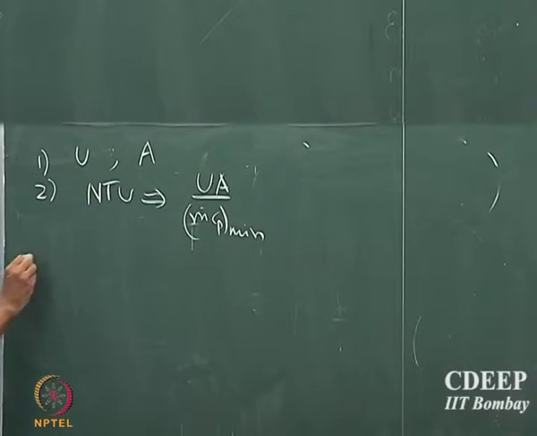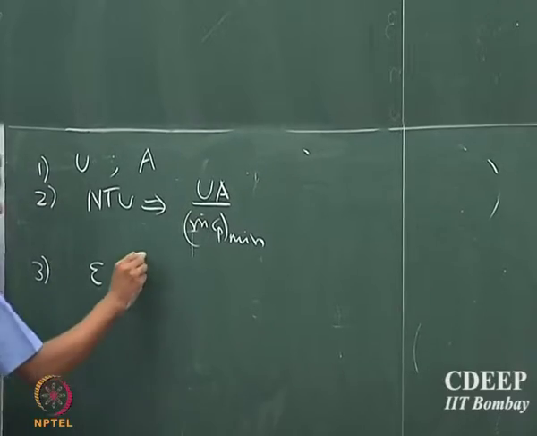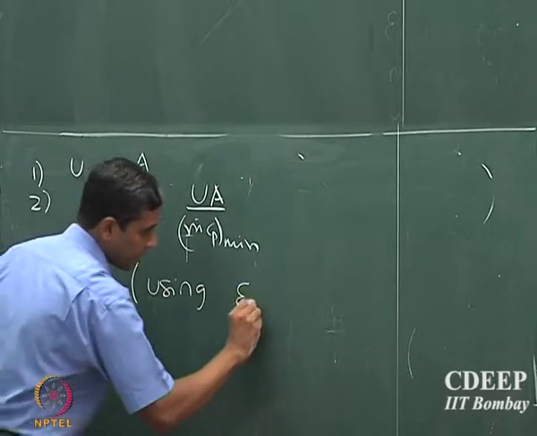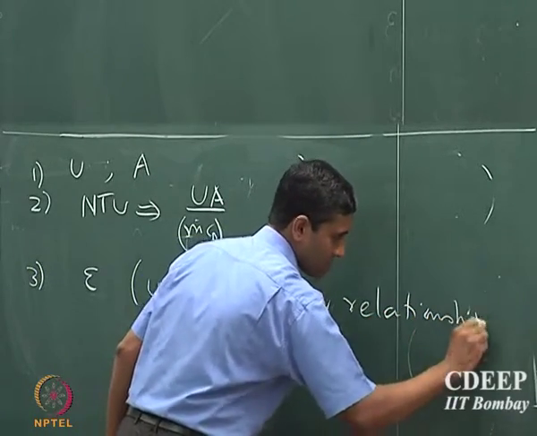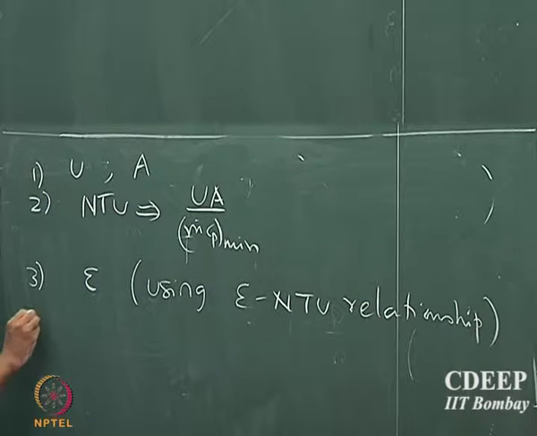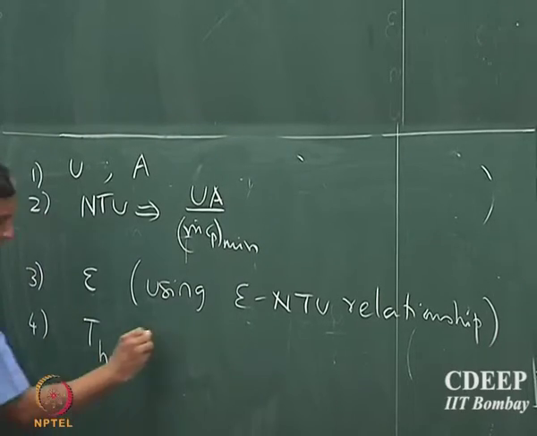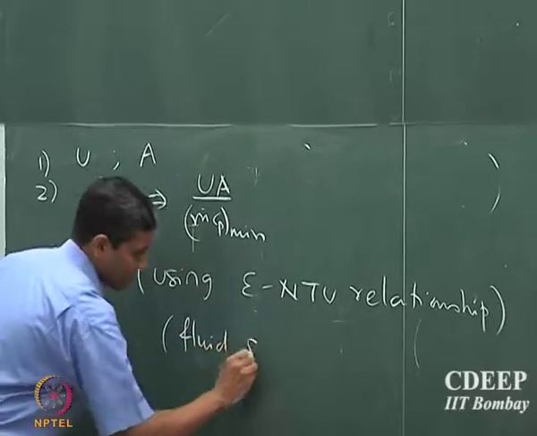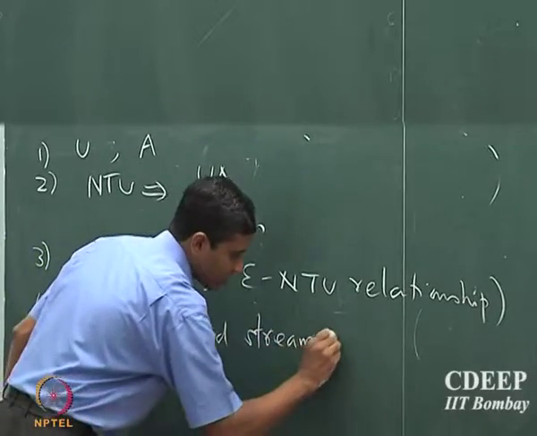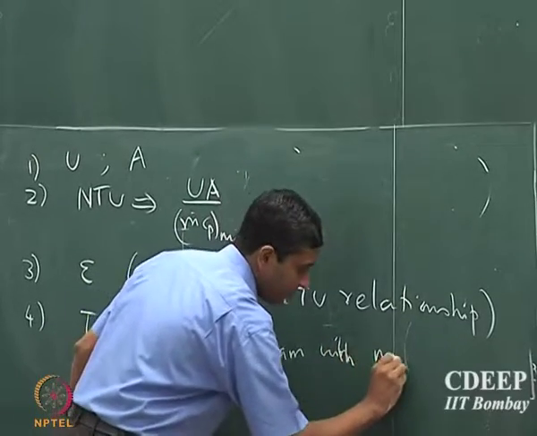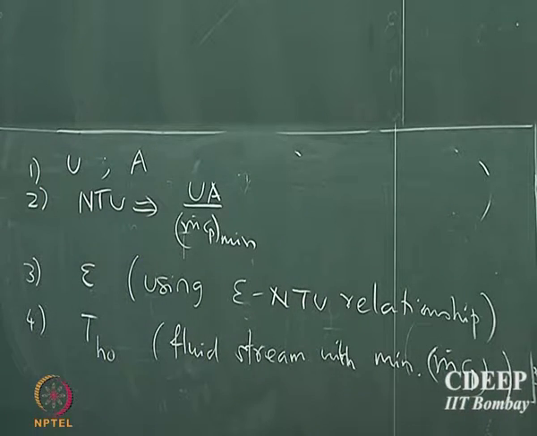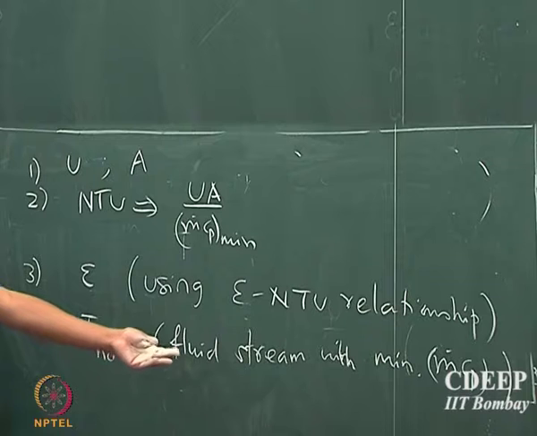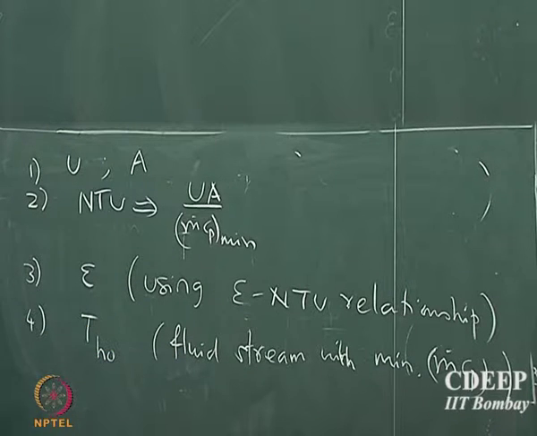Okay. Then from here I can estimate epsilon. So using the Epsilon-NTU relationship, from epsilon I can find out the outlet temperature of the fluid stream with minimum m dot Cp.